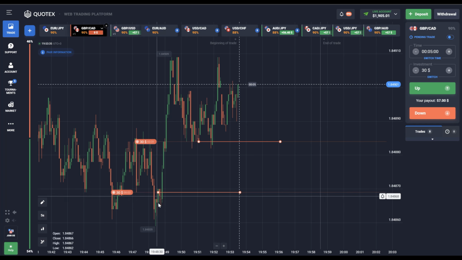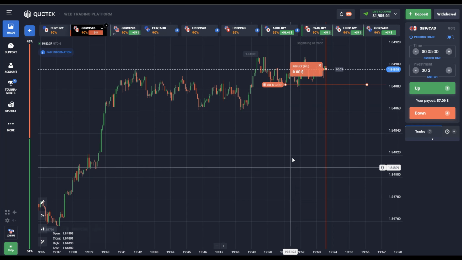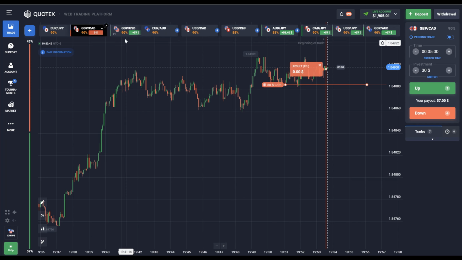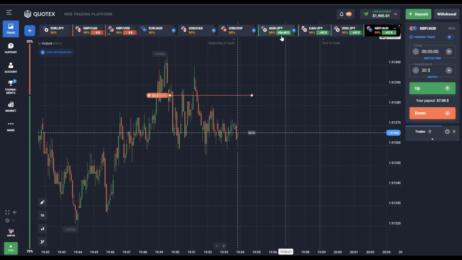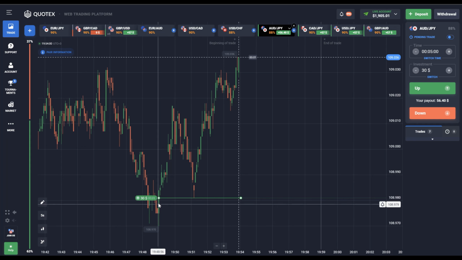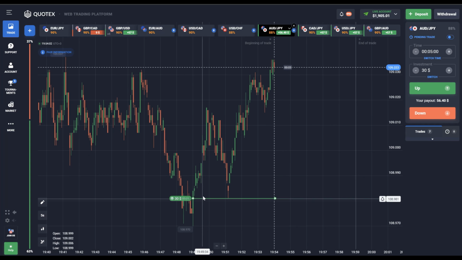British pound, Canadian dollar. The first trade closes in the red. The price didn't drop. For now, the second trade is also in the red, but there's still over 2.5 minutes left. The trades are starting to close one by one. Australian dollar, Japanese yen will close in the green in 3 seconds. This was a confident entry.